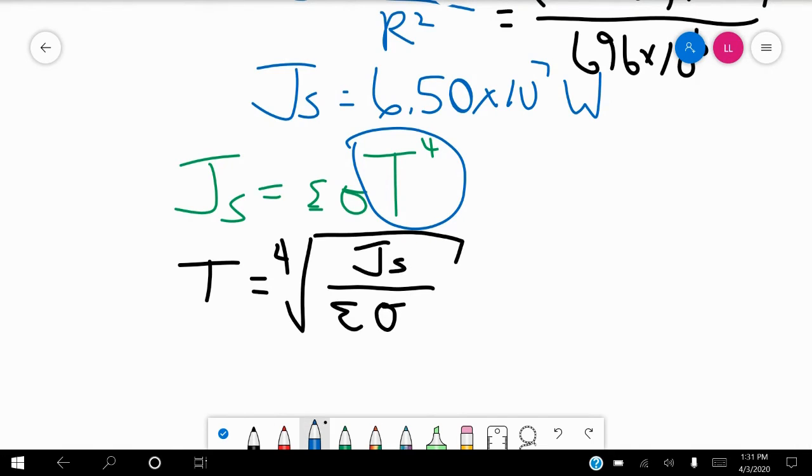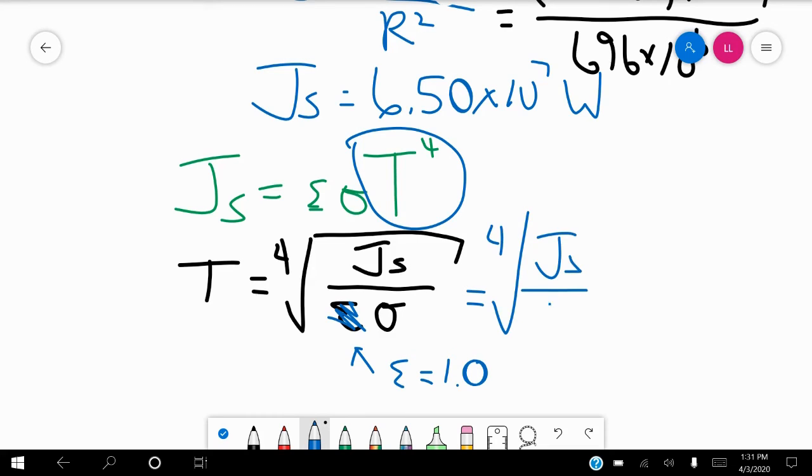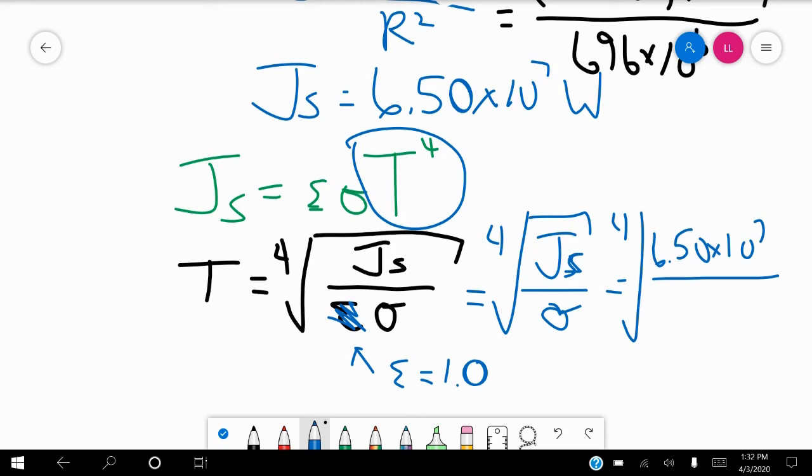Now they tell us to treat the sun as a true black body. So that tells us that the emissivity is 1. So it's like we don't have to worry about that part. So we're just doing Js over sigma. Okay, so Js is that 6.50 times 10 to the 7th number. Sigma is the constant, 5.67 times 10 to the negative 8th.